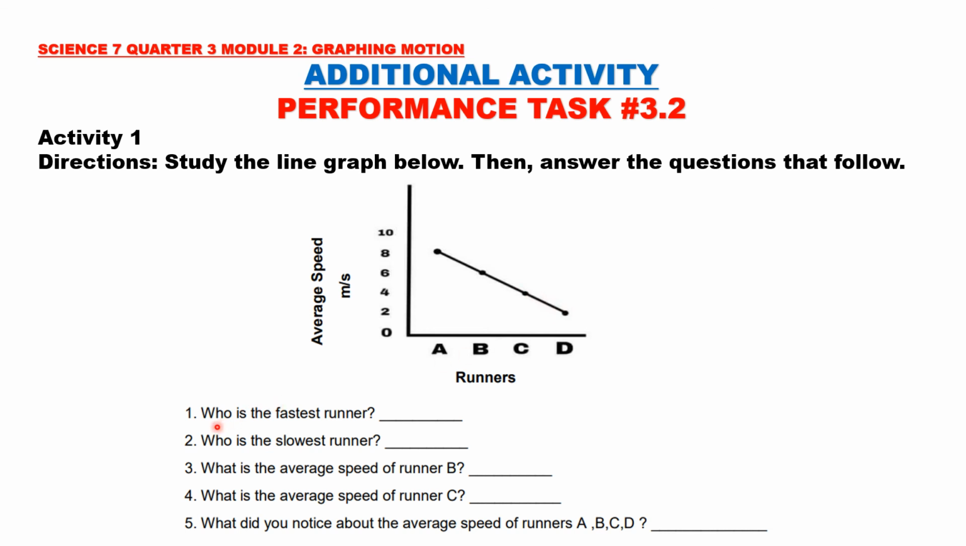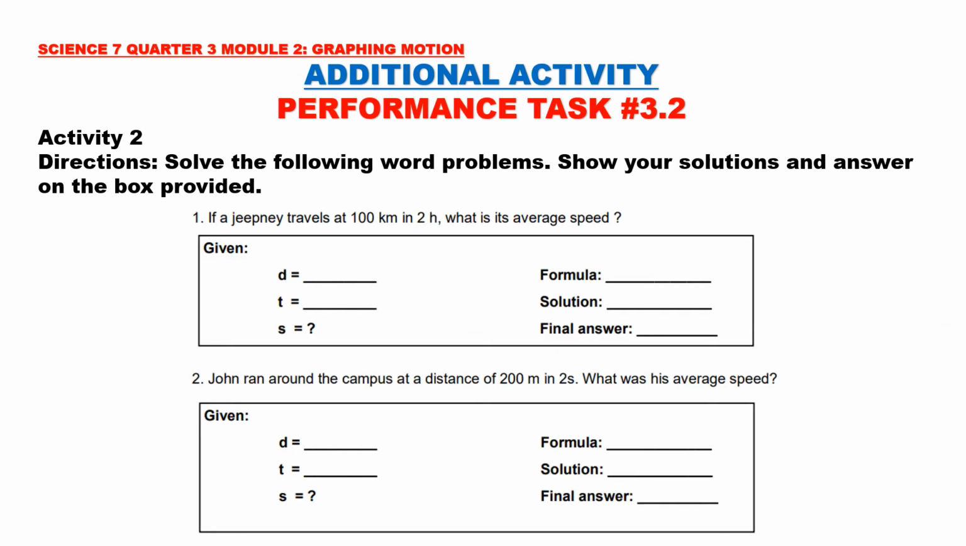So you have questions to answer. Number 1, who is the fastest runner? 2, who is the slowest runner? 3, what is the average speed of runner B? 4, what is the average speed of runner C? And 5, what did you notice about the average speed of runners A, B, C, and D? Next, activity 2: solve the following word problems. Show your solutions and answers in the box provided.